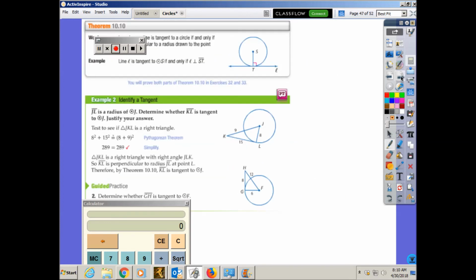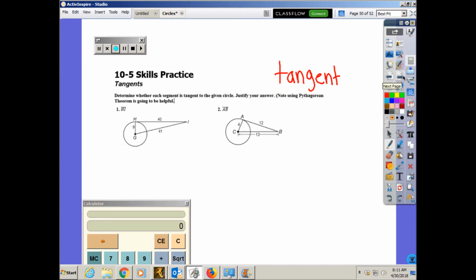So the point of the vocabulary was to make sure that you understood that the tangent line and a radius are going to intersect at a point of tangency, and they're going to make a 90-degree angle. So you're going to use Pythagorean theorem and tell me whether or not each of these represents a tangent line. So you're going to plug in Pythagorean theorem. If it works, it's tangent. If it doesn't work, it's not. So question number 1. Is it tangent? Yes or no?